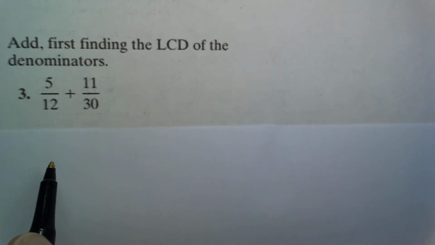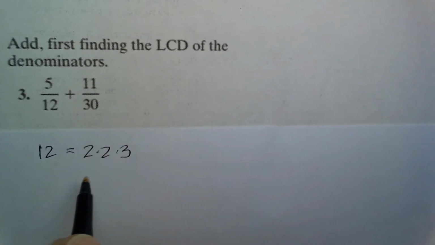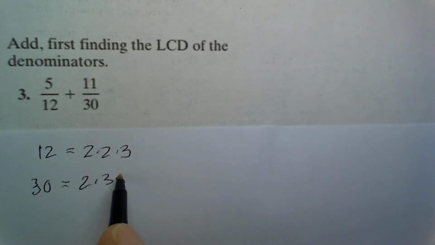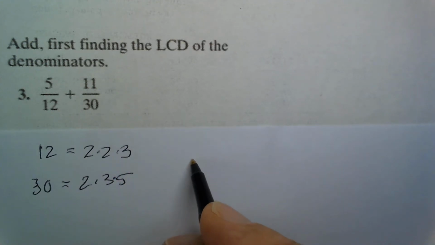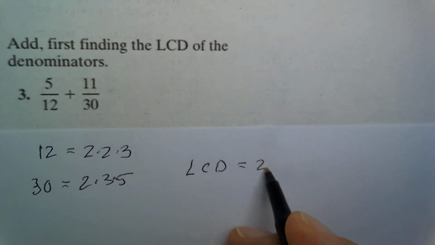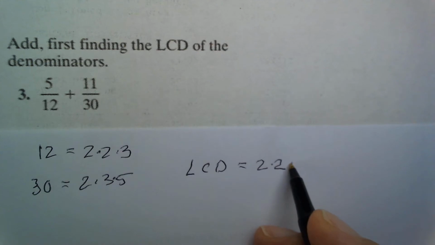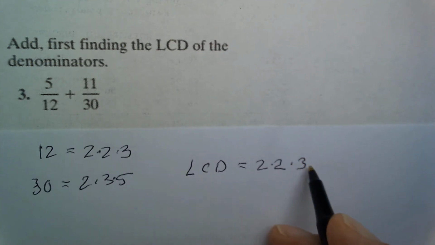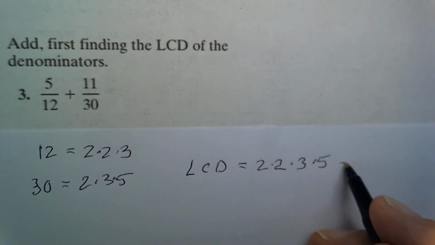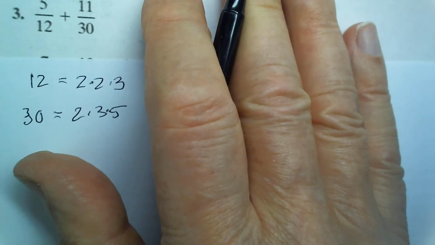When we look at exercise number 3, again we factor the denominators. 12 would be 2 times 2 times 3, and 30 factors into 2 times 3 times 5. So then the LCD, or the least common denominator, would be 2 times 2, because 2 occurs as a factor twice, times 3, the highest occurrence of the factor is 3, and then times 5, and that would be equal to 60. So the LCD is 60, so we add these two fractions.